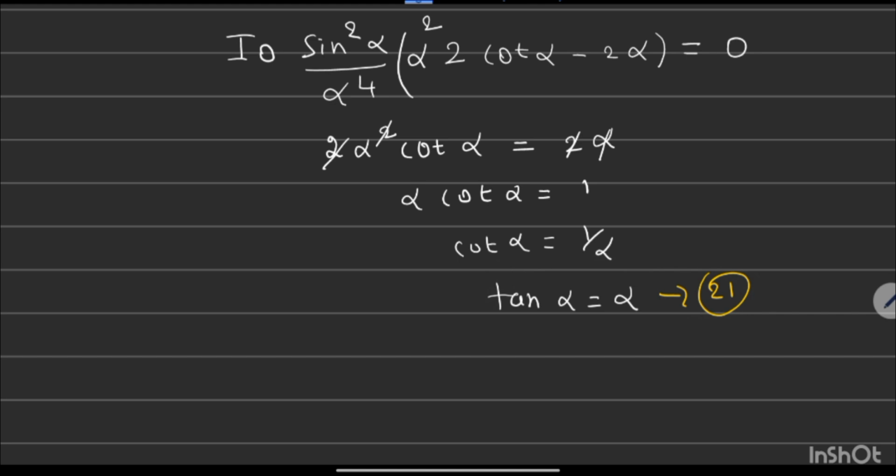This equation is a transcendental equation. We don't know how to solve this equation analytically. This is one function, this is another function, and we have to look for the value of alpha at which these two functions are equal. So this can be solved graphically. There is no analytic method to solve this equation. Let's see.